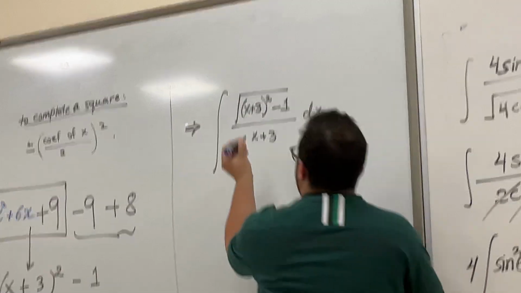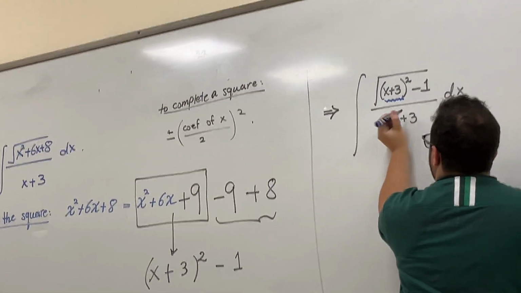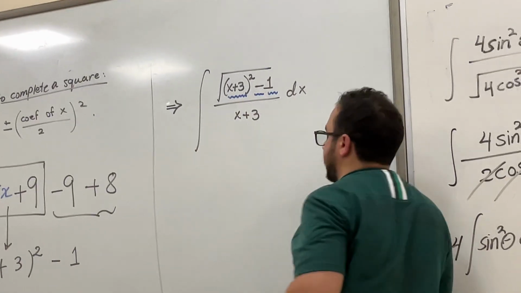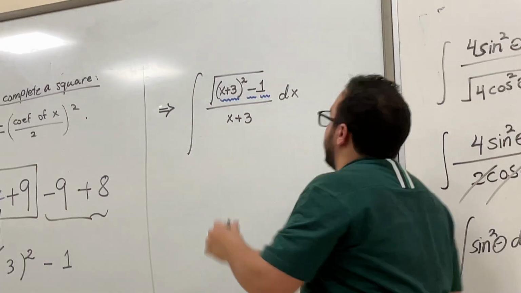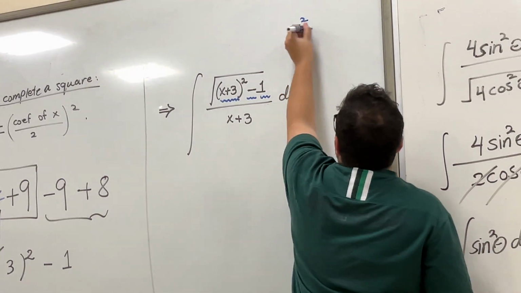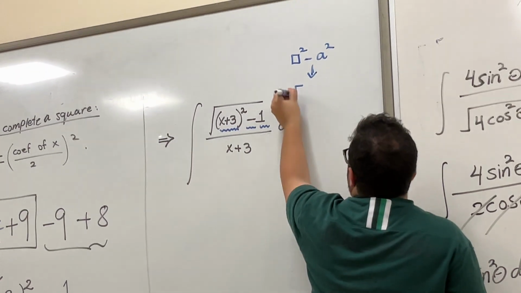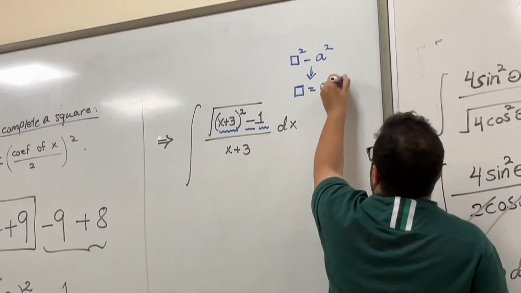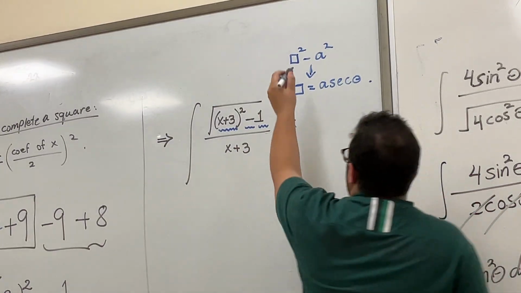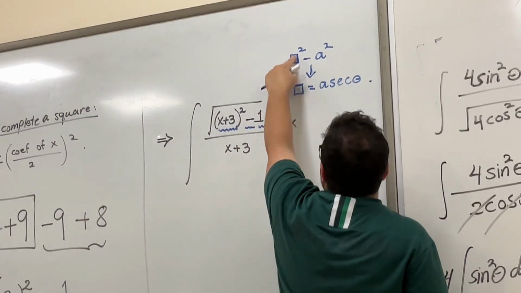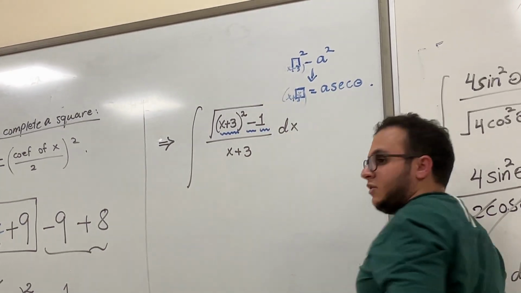What is this? This is x squared minus a squared, where the whole thing is x. So I have something squared minus a constant squared. This tells me that I need to use that thing equal to a secant theta substitution. Usually we had x, but now what do we have? X plus 3, the whole thing. Does that make sense?